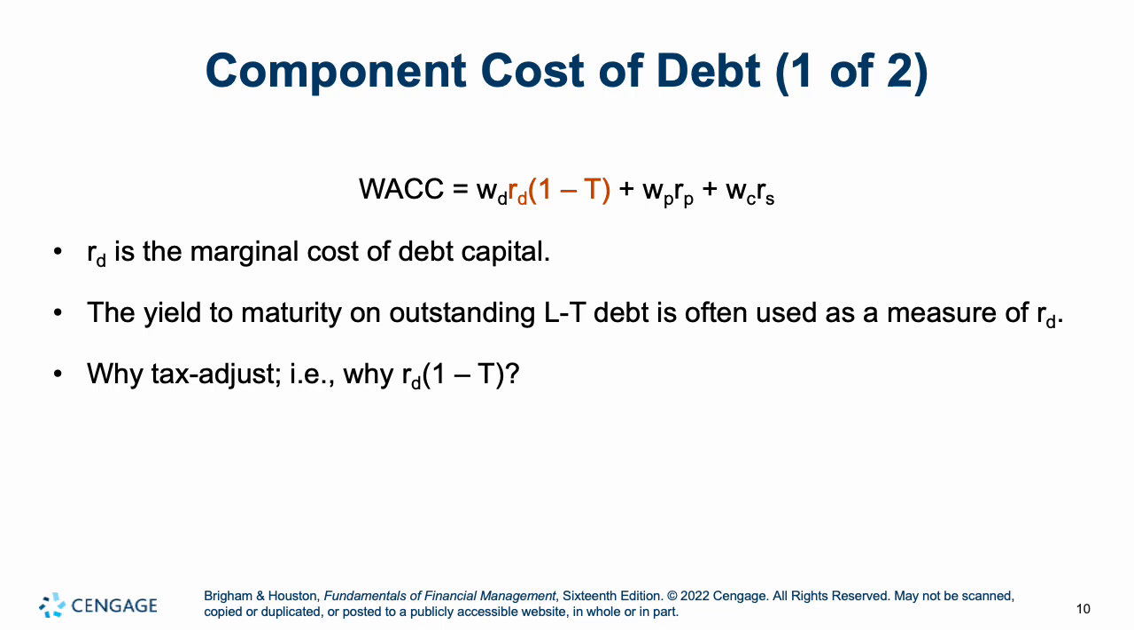So what is the component cost of debt here? So RD is the marginal cost of our debt capital. That is what is our cost of debt if we issue bonds, borrow money in that sense. And remember, it is tax deductible. That's why it's being multiplied by 1 minus the tax rate. Yield to maturity on outstanding long-term debt is usually used as a measure of RD. And why do we tax adjust? Well, we tax adjust because we can write off the interest on our debt. Since we can do that, we are able to effectively reduce our cost of debt.